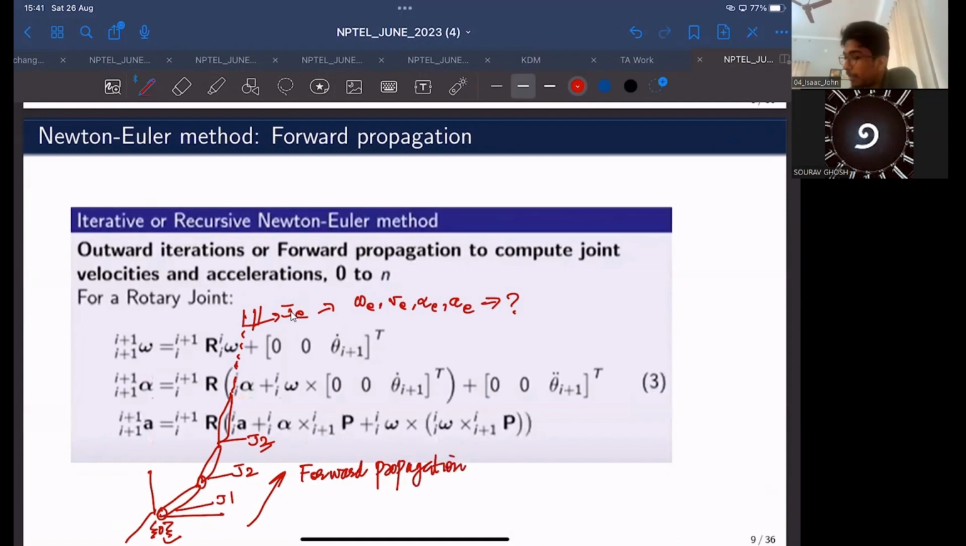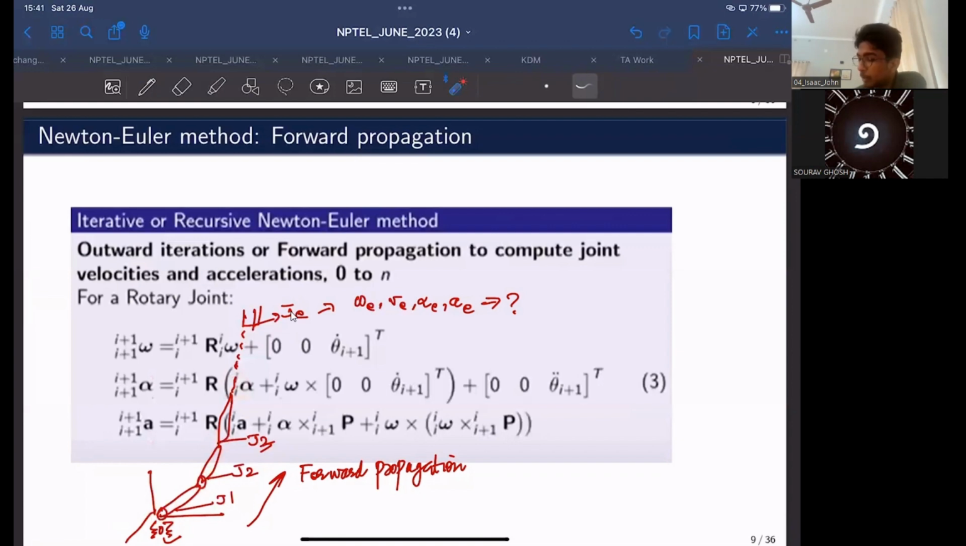Remember that the inputs to the forward propagation model are the initial velocity of the 0th frame, which in most cases is going to be 0. And we would also want the input velocities that we would be giving onto each of these joints. Those are also inputs.